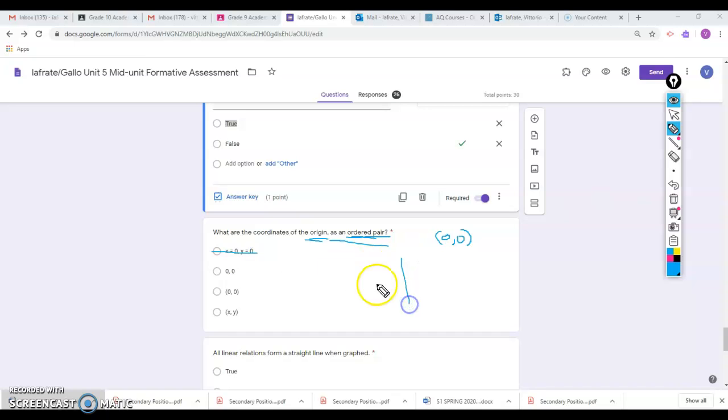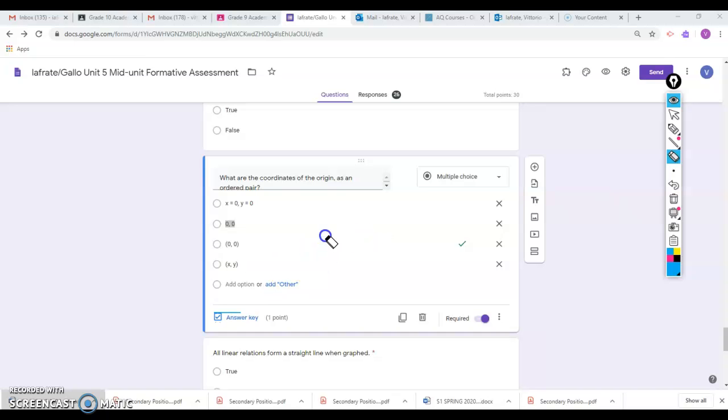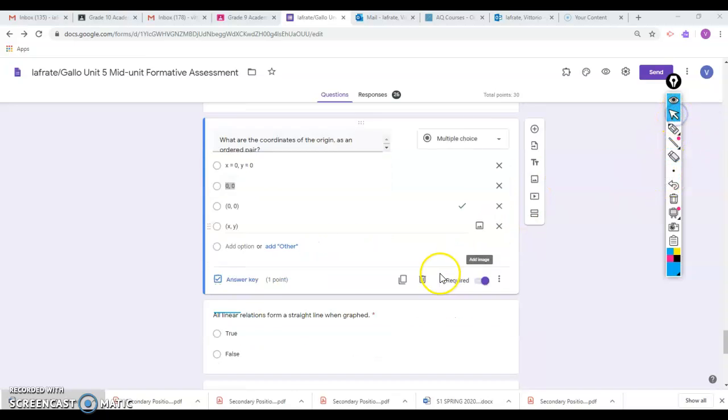Origin is always where the x-axis meets the y-axis. So right there in the middle, and it would be (0, 0). If you chose this, it's wrong because it's not written as an ordered pair in the proper format. And this would be the most correct answer. This is just x, y. That's not the origin. X, y can be replaced by any number. So (0, 0) is the best answer in this scenario here. Let's see if we're right with that, with the brackets. That makes sense. Perfect. So let's go on to take a look at our next question.